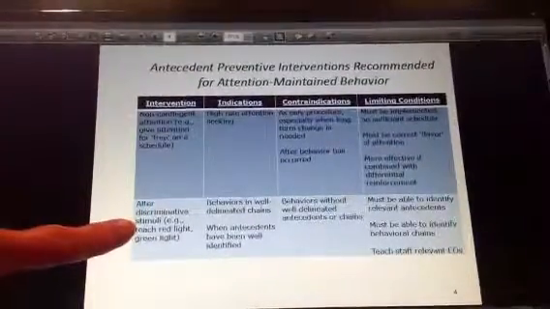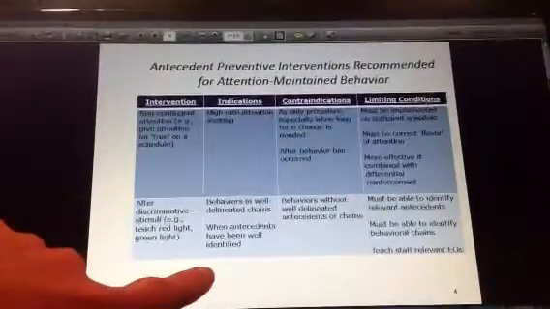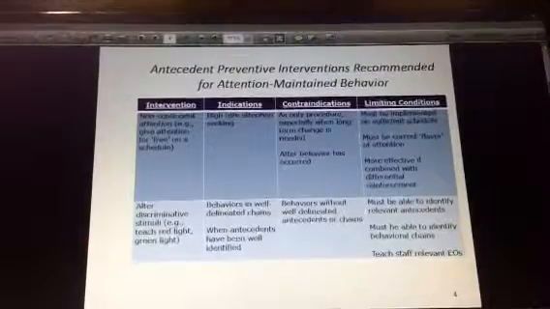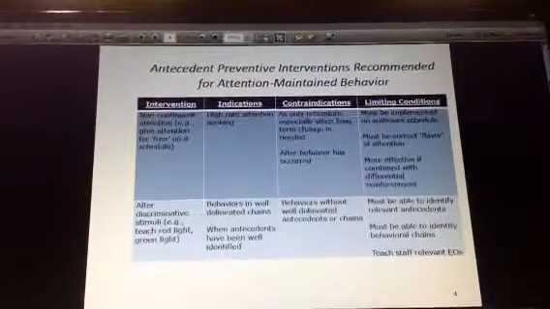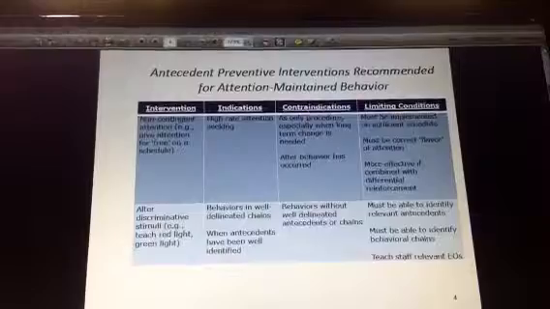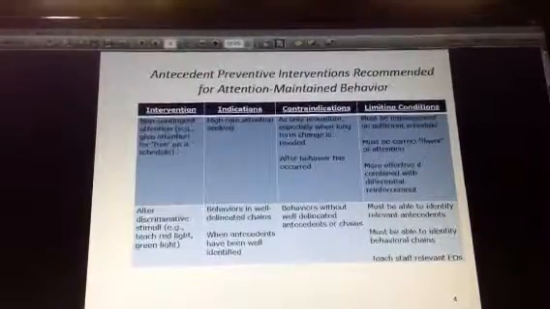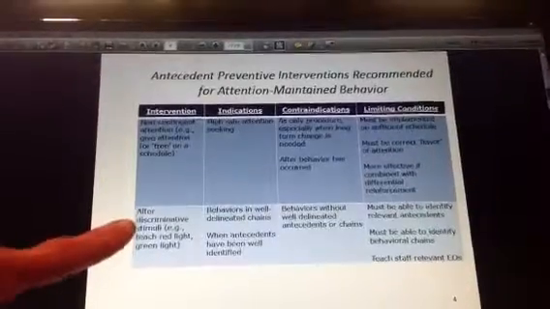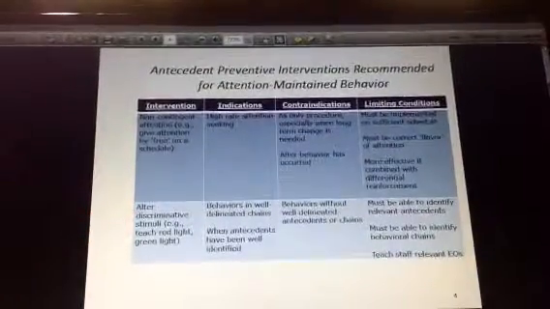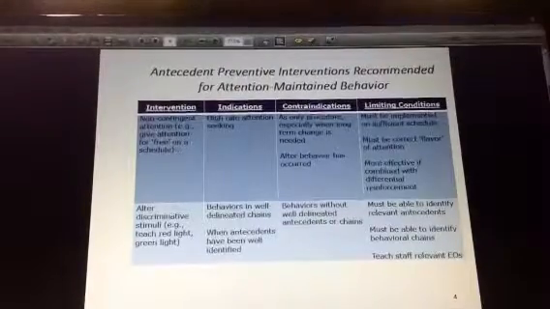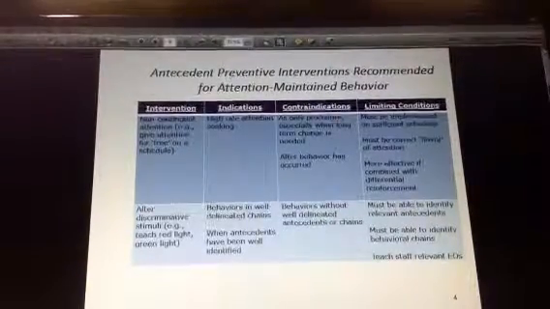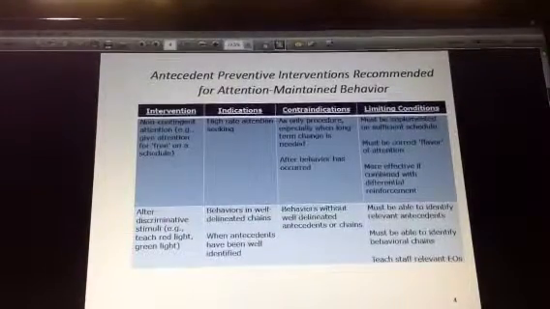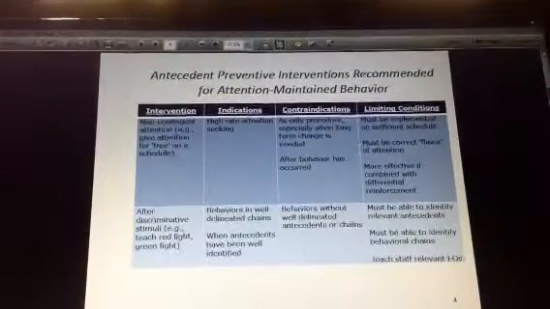Altering the discriminative stimuli works well if the behavior exists in a well-delineated chain or if the antecedent has been really well identified. They don't tell us what the antecedent for him pulling on her shirt and saying mom, mom, mom over and over is, but because they have told us to alter the discriminative stimuli, I'm going to assume that it's something like every time mom gets on the phone, that is the antecedent that then prompts Billy to pull on her shirt and say mom, mom, mom over and over.